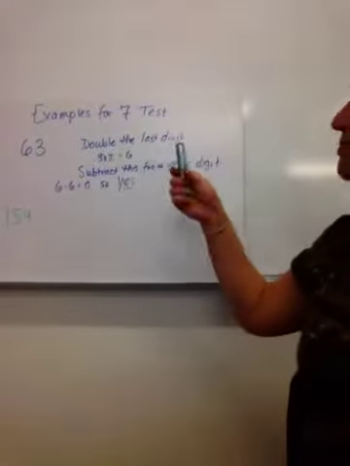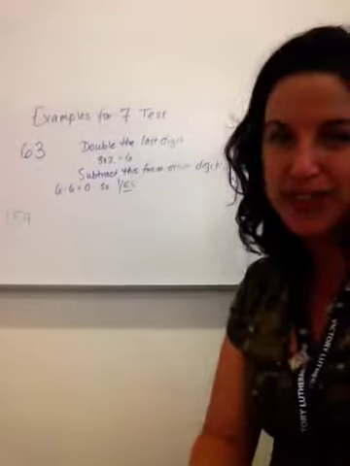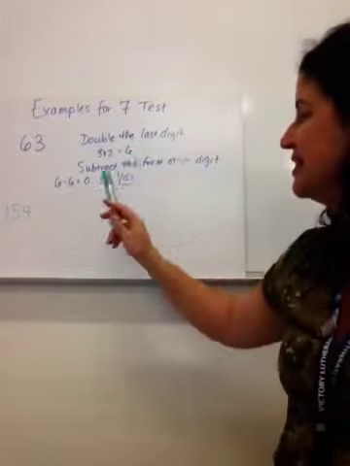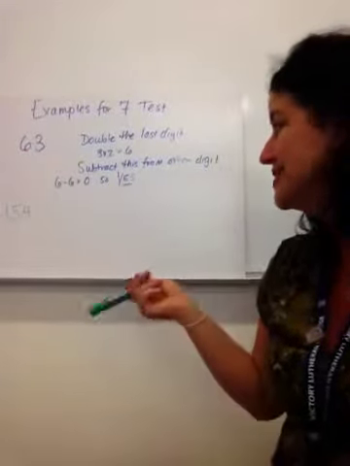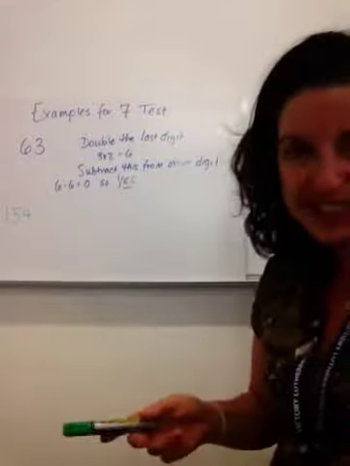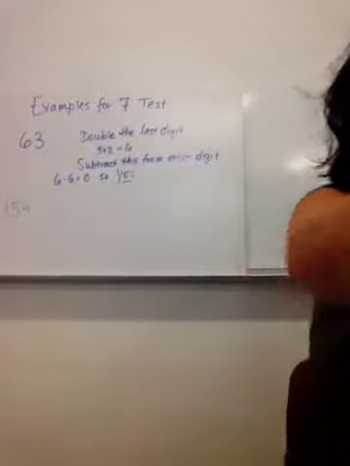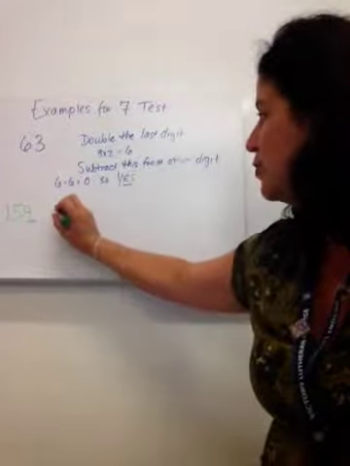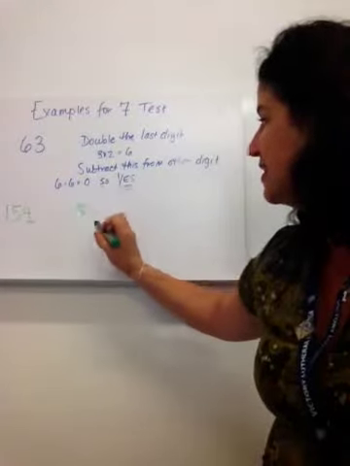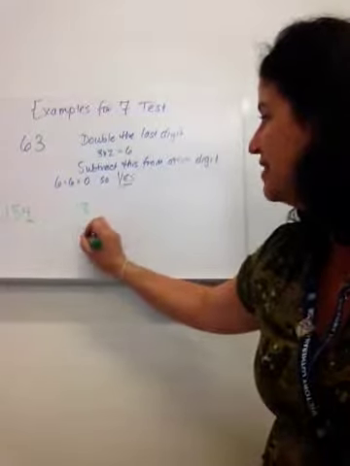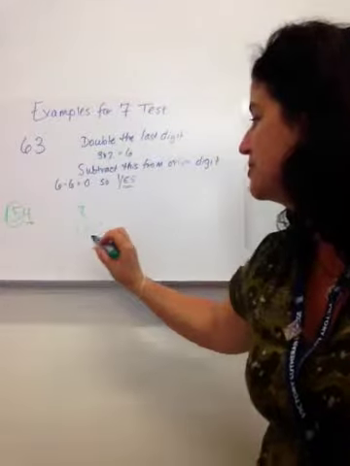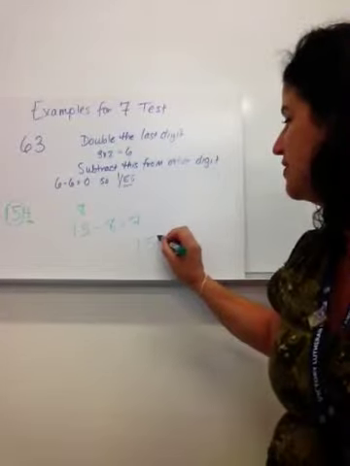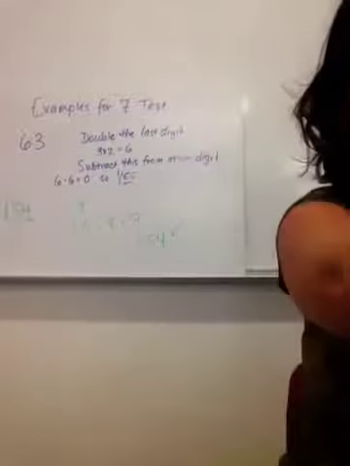Okay, if you look at number 63, we already know that's divisible by 7, so it's an easy one. Double the last digit. So 3 doubled is 6. Subtract it from the other number, which is also a 6. 6 minus 6 is 0, so yes, 63 is divisible by 7. Now let's look at this one. We're doubling just the last number. So 4 doubled is 8. Now we're going to subtract 8 from 15. See how I got the 15? I got it from these other 2 numbers here. 15 minus 8 equals 7. So the number 154 is divisible by 7. That's how you do that.